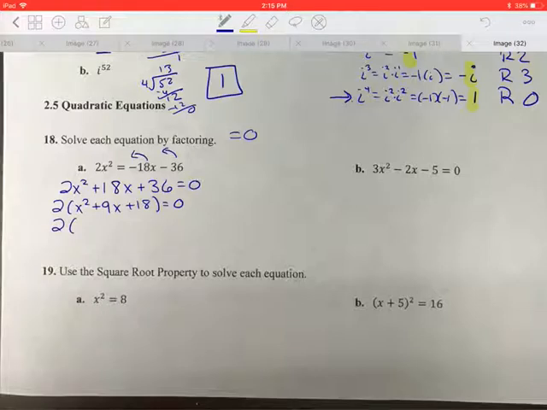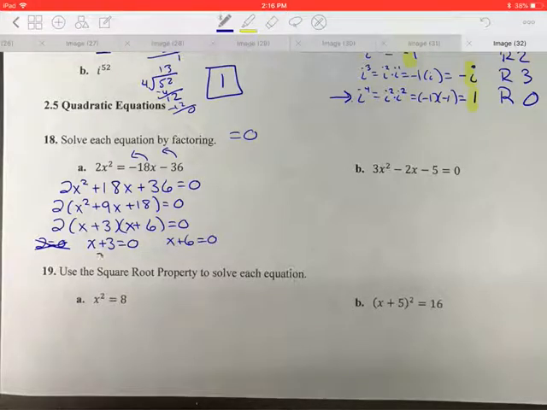So now I'm going to factor that trinomial. It looks like it's going to factor into 3 and 6, and everything's positive. Now at this point, I have the product of 3 things equal to 0. And that's true if any factor is equal to 0. So I can't have 2 equal to 0. That's impossible. So that doesn't give me a solution. But if x plus 3 is equal to 0 or x plus 6 is equal to 0, then when I multiply them, the whole thing would be equal to 0.